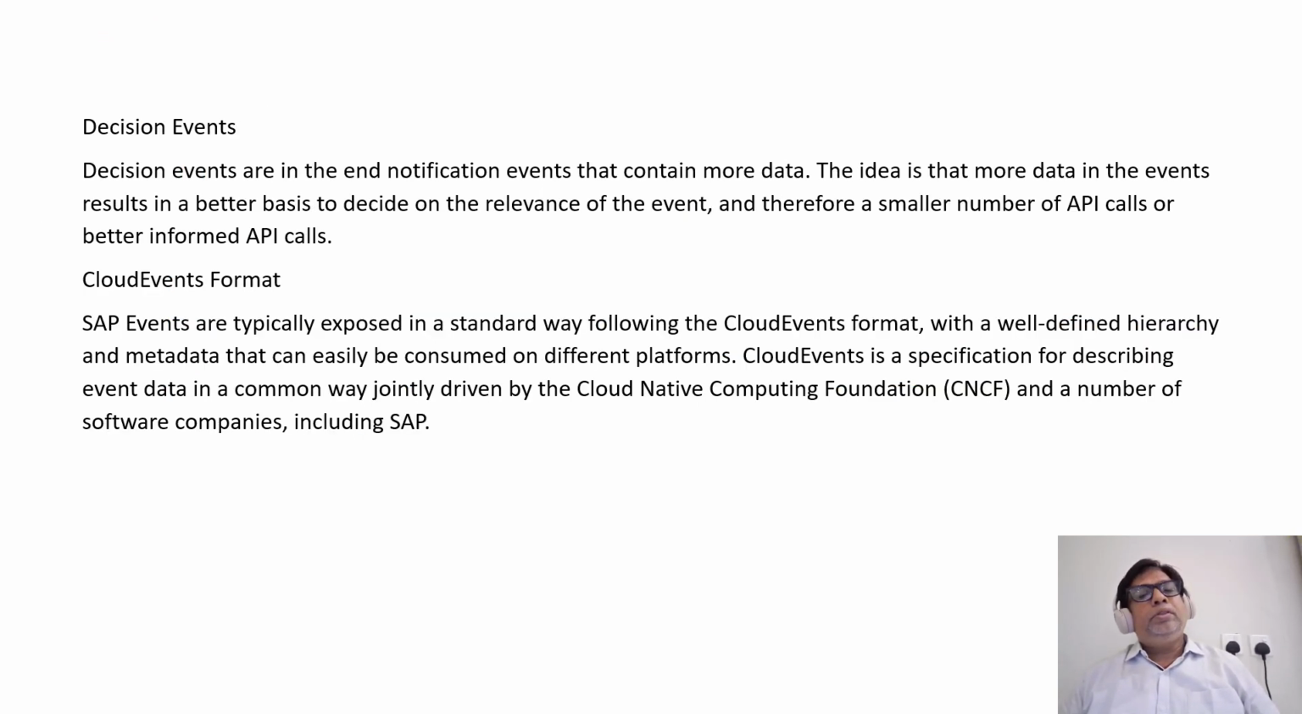And then decision events. The third type of event is called a decision event. Decision events are end-to-end information events that contain even more data. The idea is that more data in events is a better basis to decide the relevance of the event. Therefore, a smaller number of API calls is needed and consumers are better informed. So decision events are something like notification events with more data. You can simply understand it as more data than a data event.